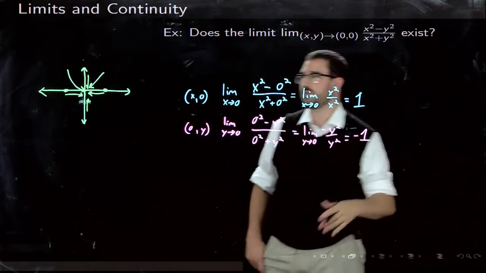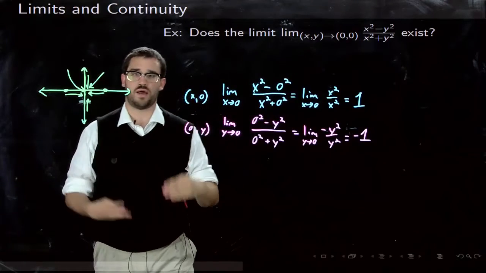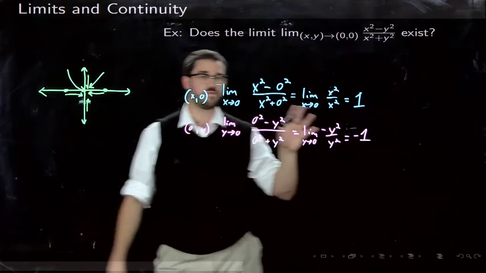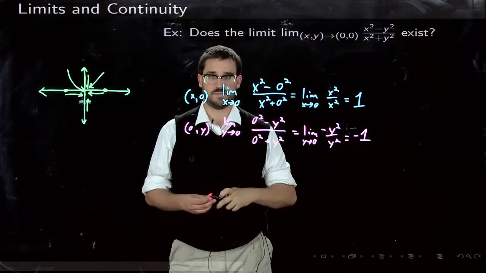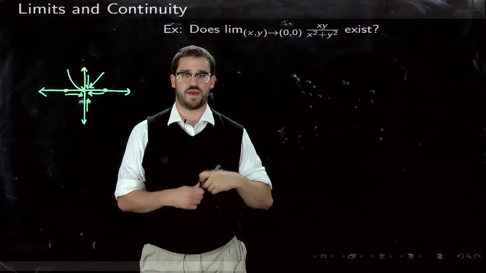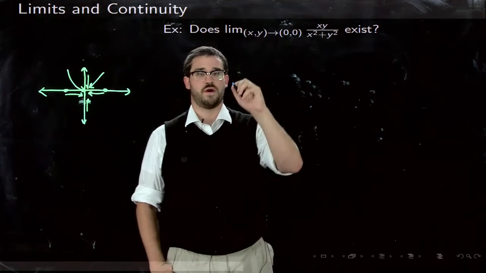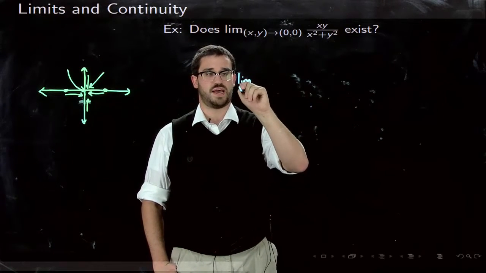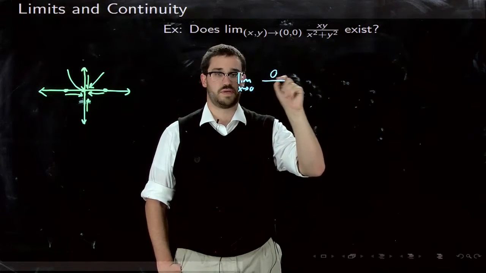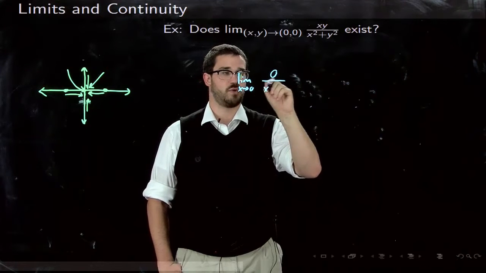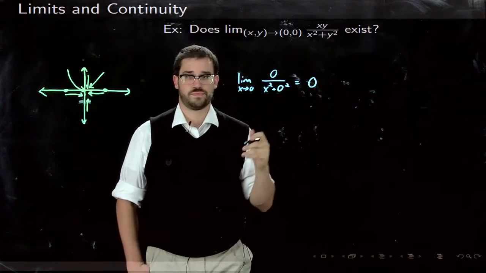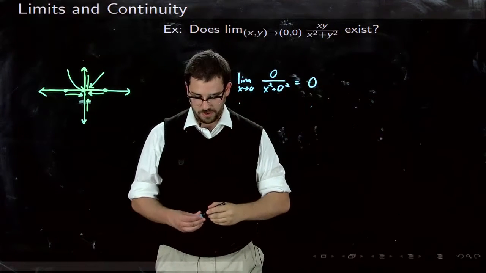No. So we get two different values depending on which way we approach this point. So therefore, the limit does not exist. So let's look at this other limit, and let's do the same thing. So we start with our limit as x goes to 0, now with y equals 0, of 0 over x squared plus 0 squared, which is just 0. All right, so that's pretty simple.